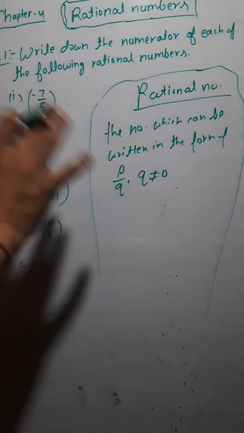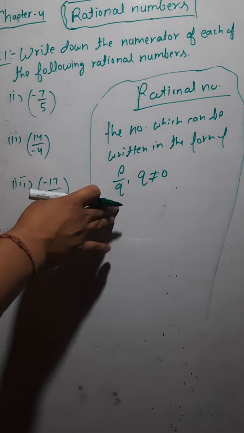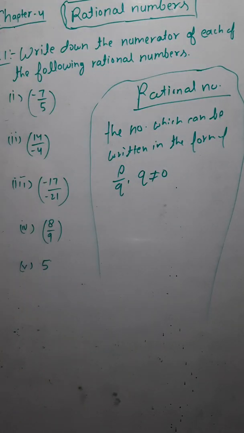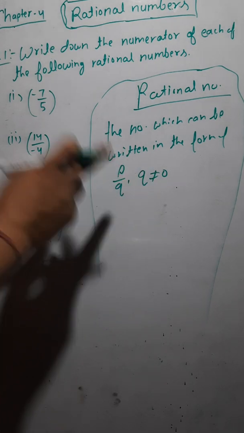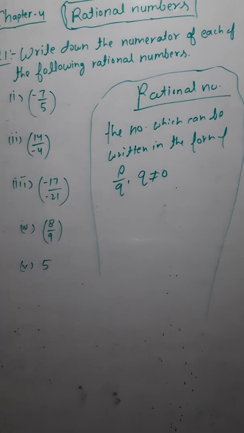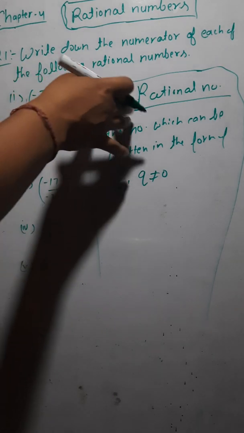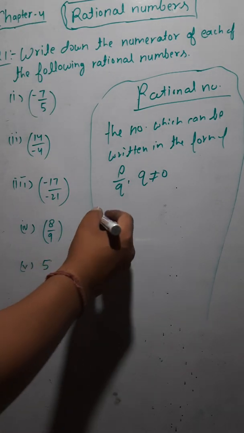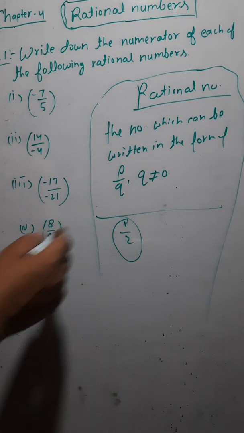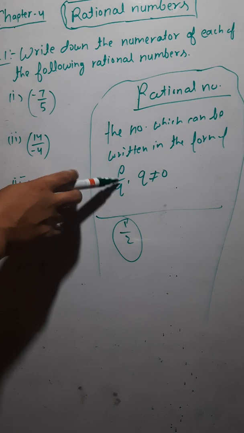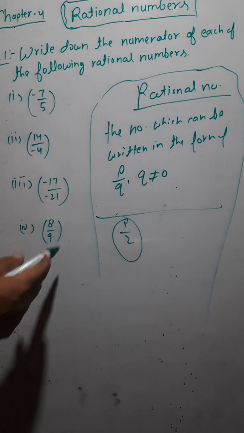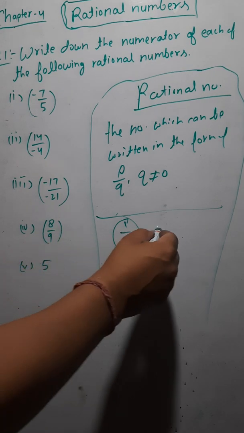Other digits it can take: 1, 2, etc., -1, -2 also. Similarly, p can also take any value. P can take 0 also, but q cannot take 0. All the numbers which can be written in the form of p by q are rational numbers. Let me write a number here, let's say 1 by 2. This is a rational number because it is in the form of p by q. So 1 by 2 is a rational number.